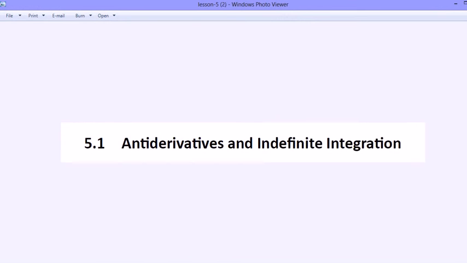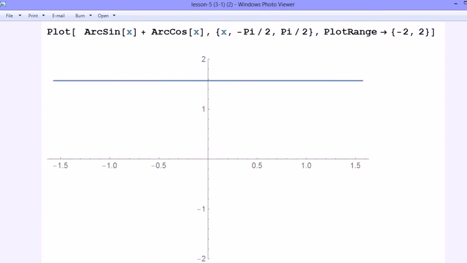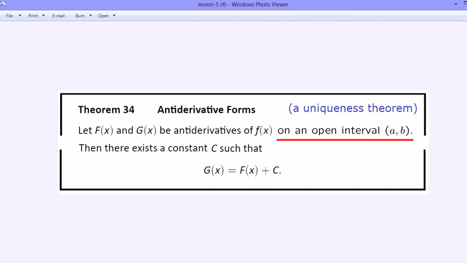And I think it is stated here, antiderivative forms. It is pretty much a uniqueness theorem. Uniqueness means there's only one thing, right? How many antiderivatives are there? Infinitely many, by adding constants, right? But they're not totally different. They're very, very similar to each other. So it is a kind of unique in its form.